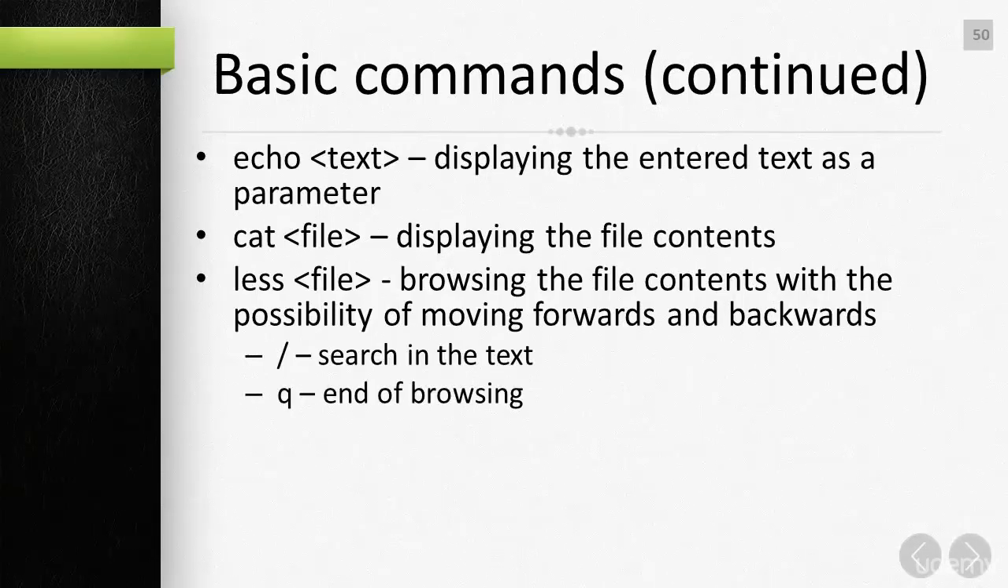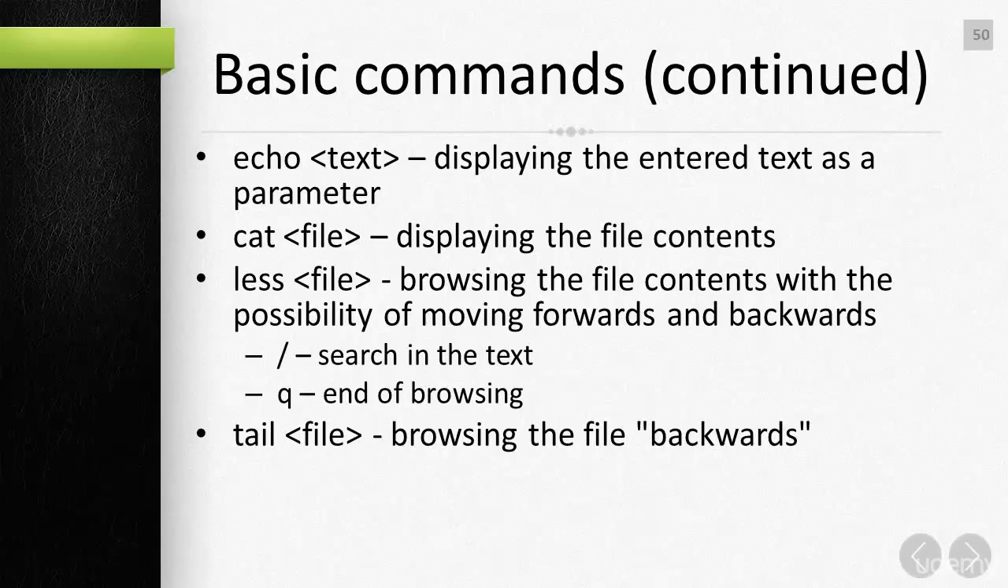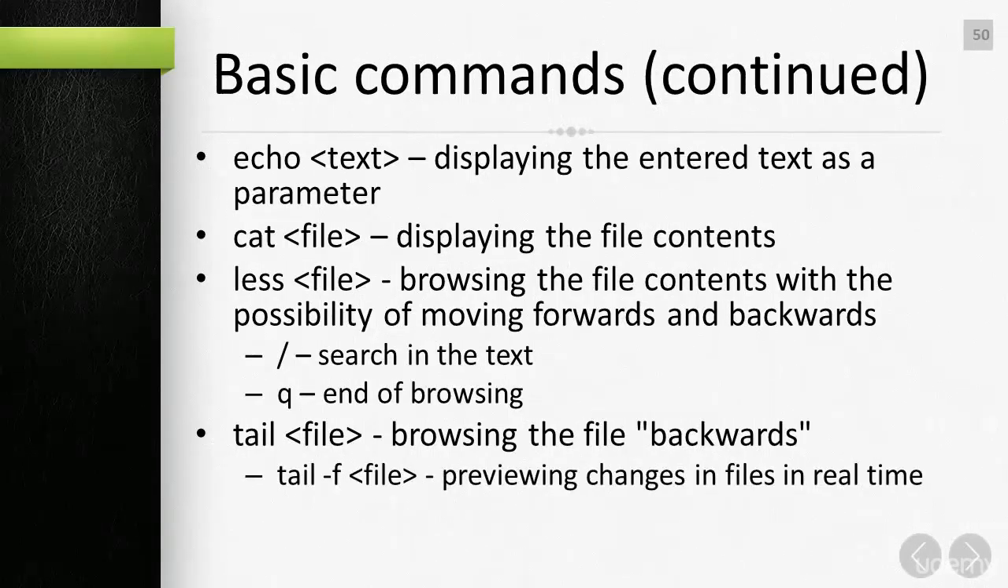Type Q to quit. The tail command is essentially less in reverse. Less displays the file contents line by line, beginning with the first one, and tail displays the content starting with the last line. If you use the -F flag, then you can view the file in real time and monitor all changes. Let's now see how these commands work.